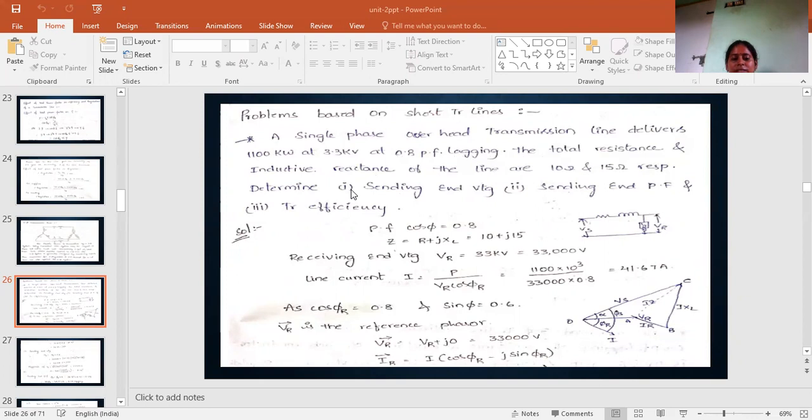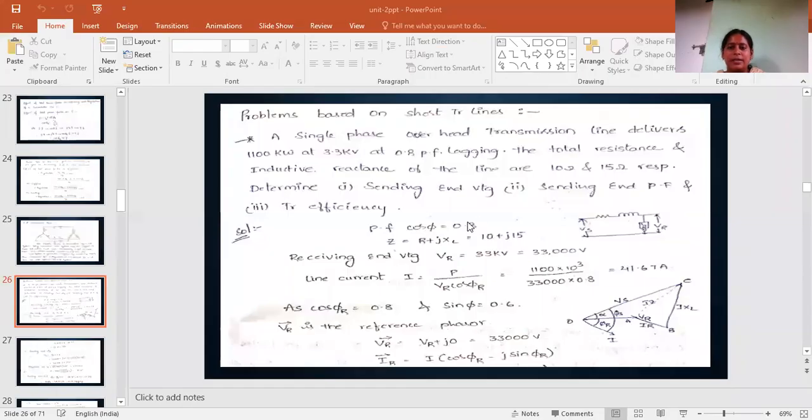Determine the first thing, sending end voltage, the second one, sending end power factor, and the third one, transmission efficiency. Okay, so in this problem, firstly we find out the sending end voltage Vs and sending end power factor, and transmission line efficiency.